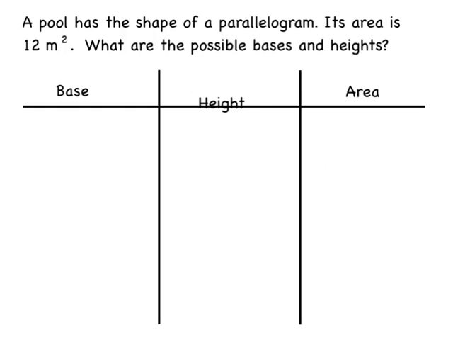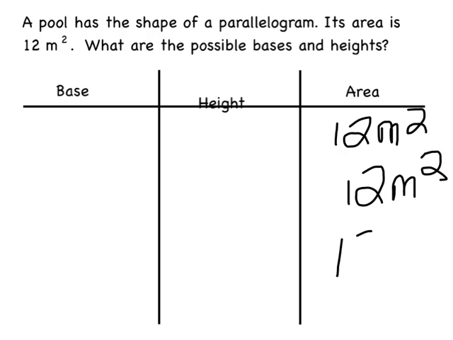We answered a question similar to this in the previous video. A pool has the shape of a parallelogram. Its area is 12 meters square. What are the possible bases and heights? So basically it's asking you what numbers multiply together to equal 12. So we know that the area is always going to be 12 meters square because that's given to you in the question. Okay, so always 12 meters square. Now, I could say that the base could be 1 and the height could be 12.